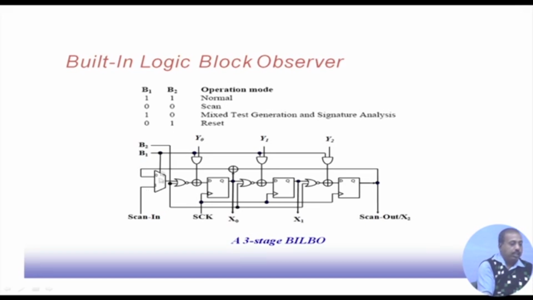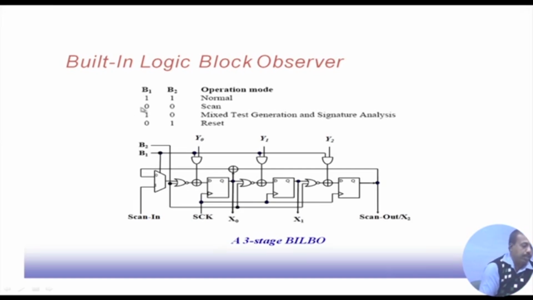You see that it has got several modes. There are two control signals B1 and B2, and this functional data. When B1 equal to 1 and B2 equal to 1, what is happening is that this Y0 value is getting loaded into this flip flop. Similarly, Y1 value is getting loaded into this flip flop, Y2 is getting loaded into this flip flop. So, for both of them being equal to 1, this circuit operates in the normal mode, with Y0, Y1, Y2 loaded into these latches.